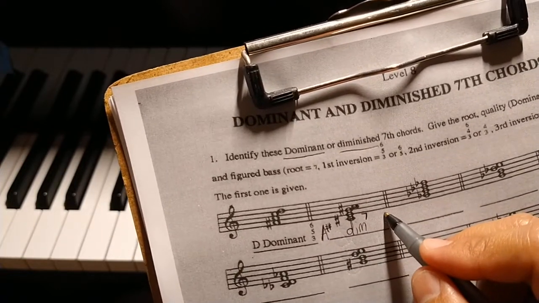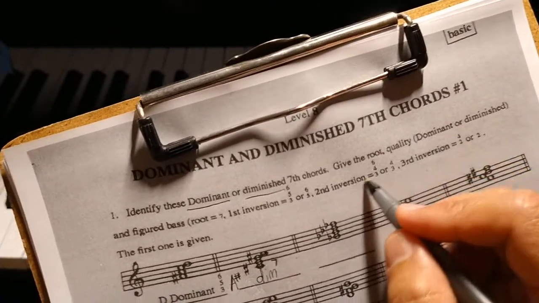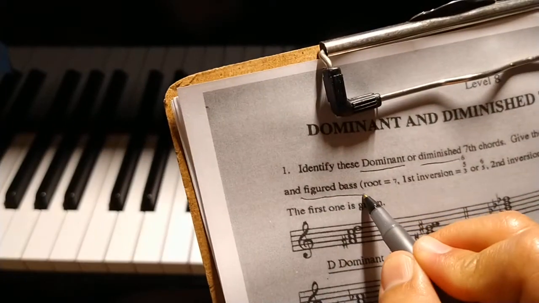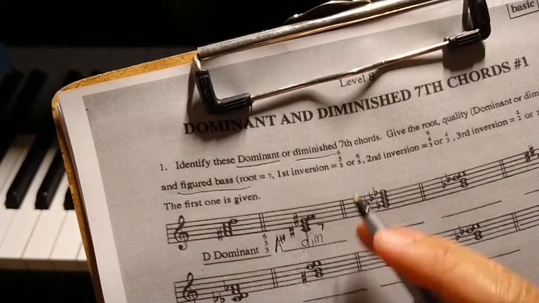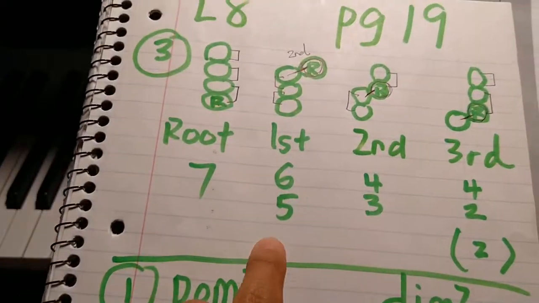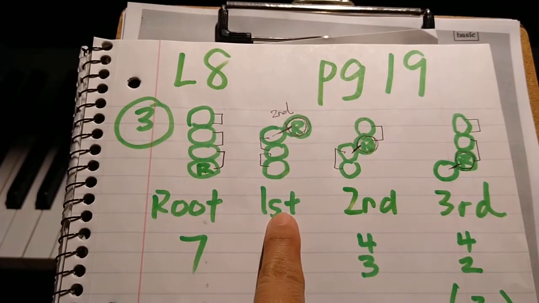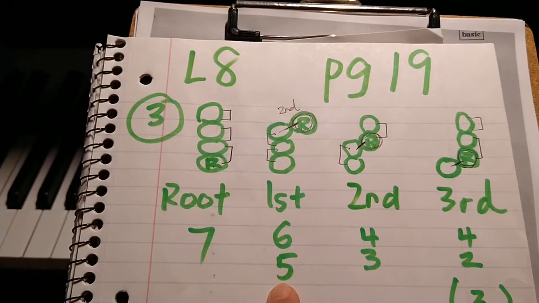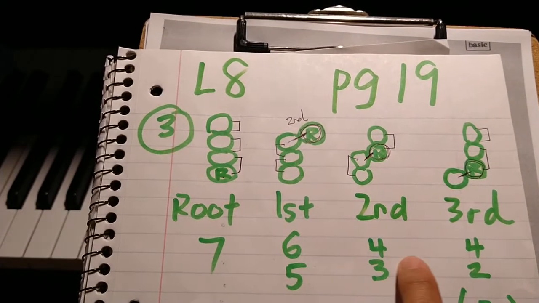Now you need a figured bass because it says right here, a figured bass. In this case, it's 6, 5. How do I know it's 6, 5? Because we went over the inversion just now. First inversion, figured bass is 6, 5. This is all figured bass.